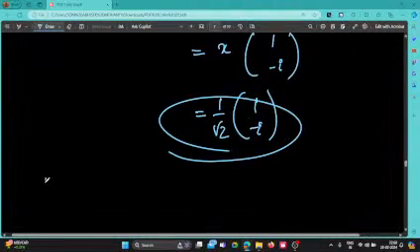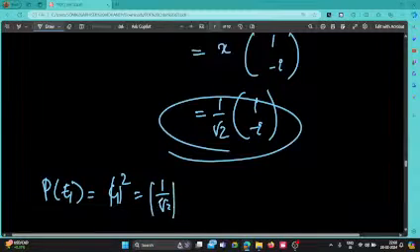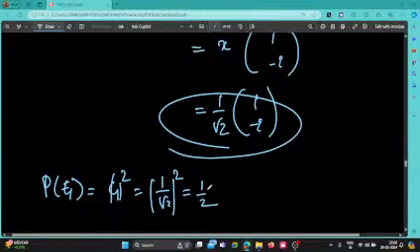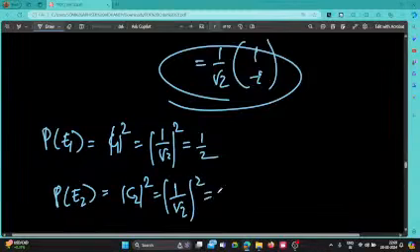What is the probability of finding the first one? Probability is simply the coefficient squared. The coefficient is 1 by root 2, so the square is 1 by 2. Likewise, the probability of the second energy state is C2 squared, 1 by root 2 whole squared, that is 1 by 2. Is it clear? I hope it is clear.